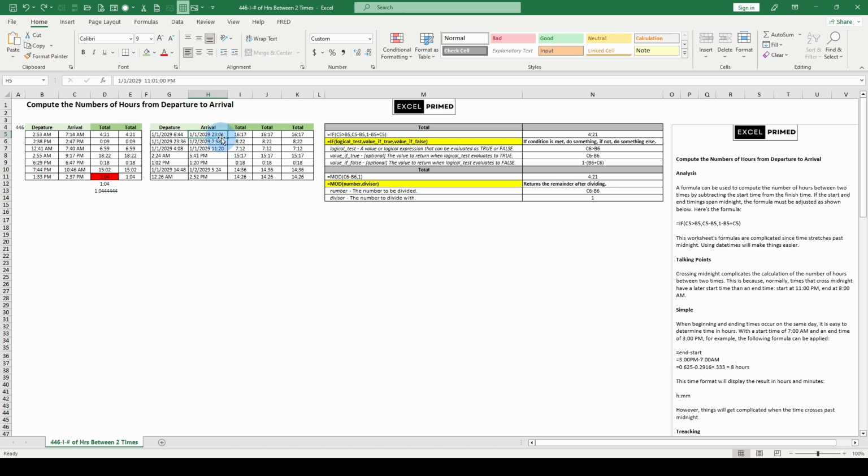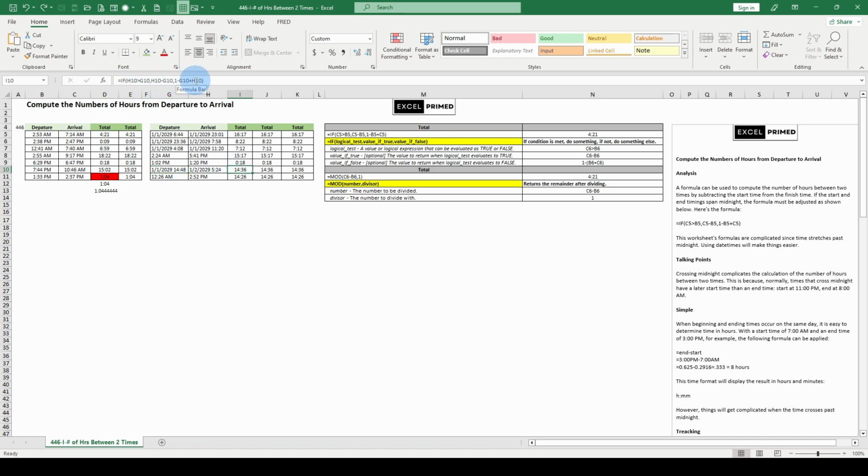Here, we don't have anything that carries over to, well, we do. Notice here, we have a departure time at 14:48, which is approximately 2:48 p.m. We arrive at 5:24 the next morning. You know, the problem here is we don't account for this crossover. We're going to run into all kinds of problems.